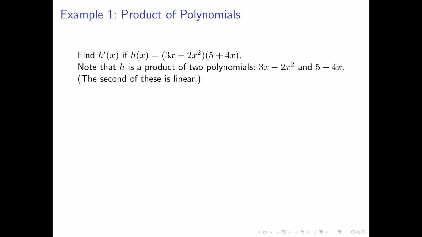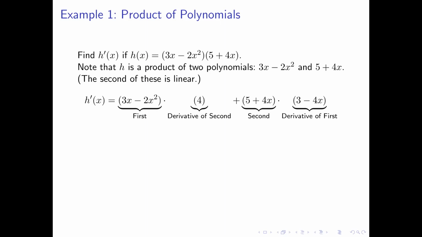Let's turn now to look at a couple of examples in which we apply the product rule. The first example will involve finding the derivative of a product of polynomials. So we're going to find h prime of x, where h of x is what you see there, 3x minus 2x squared times 5 plus 4x. Notice that we're multiplying two polynomials together here. The first factor in the product is 3x minus 2x squared. The second one is 5 plus 4x. 5 plus 4x is a linear function, but linear functions are a special type of polynomial function.